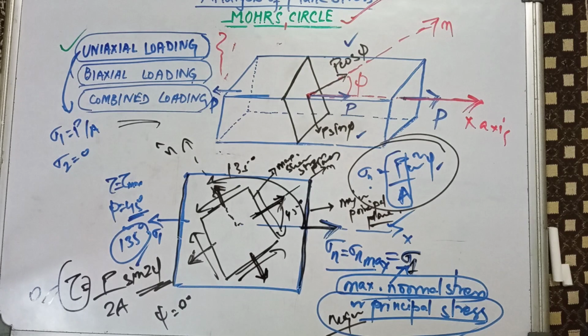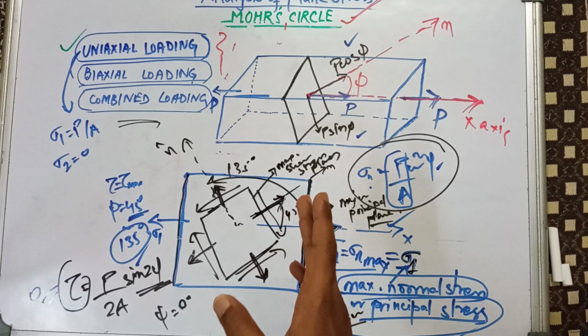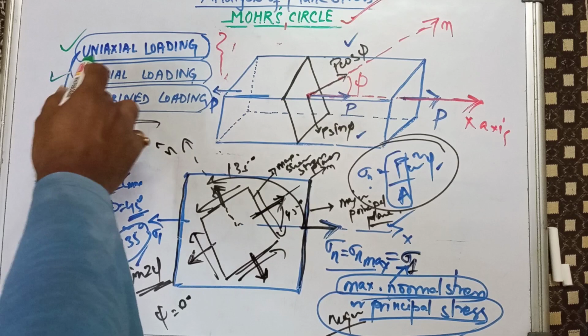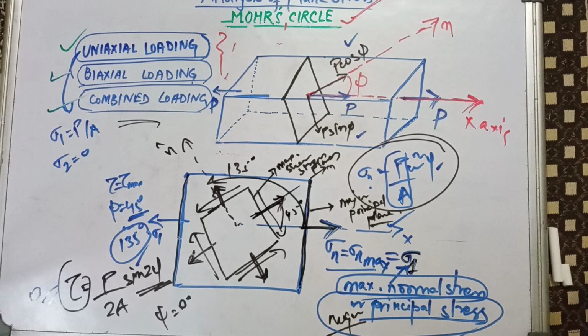And one more important thing is there. I don't know whether you have made this observation or not, but the plane of maximum normal stress, that is the principal plane, and the plane of maximum shear stress make an angle of 45 degrees with each other. See it. So these things, whatever I am saying, are valid for uniaxial load, biaxial load, combined load, everywhere. Now I will directly move to combined load, without wasting any time. Please focus on each and everything I am saying.